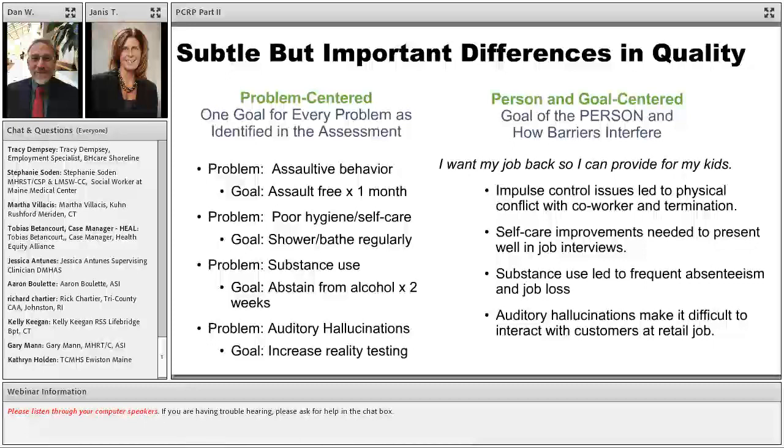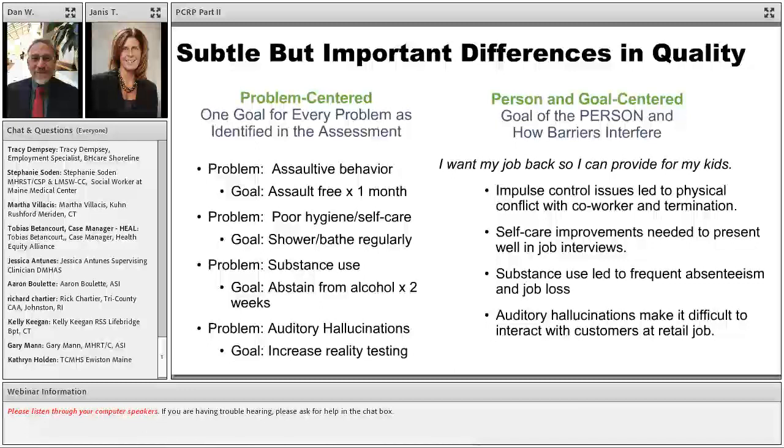So on the left, you see what we historically do. We historically derive the treatment plan content directly from the problem list. So we might have a person who's got a number of problems, and we might say problem number one is assaultive behavior. And what's your goal for your assaultive behavior? Problem number two is poor hygiene or self-care. And so what's your goal for your poor hygiene and your self-care? So you see that's a very deficit-driven approach in the flow of the documentation.